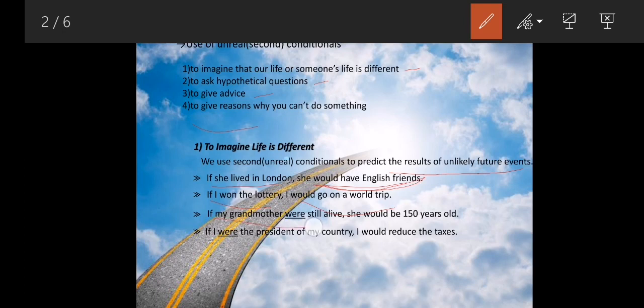If my grandmother were still alive, she would be 150 years old. Is she alive now? No, she's not alive. Actually, it is impossible for her to be alive now. But let's imagine the possible results.